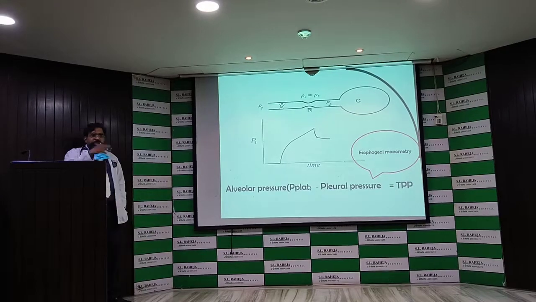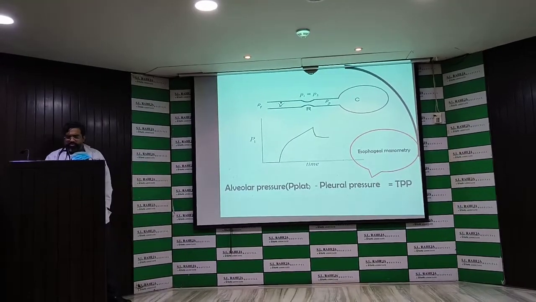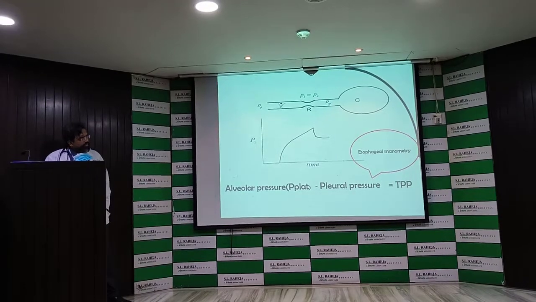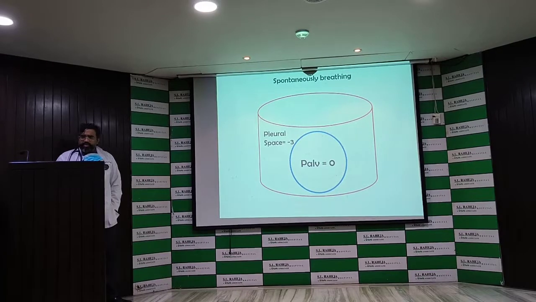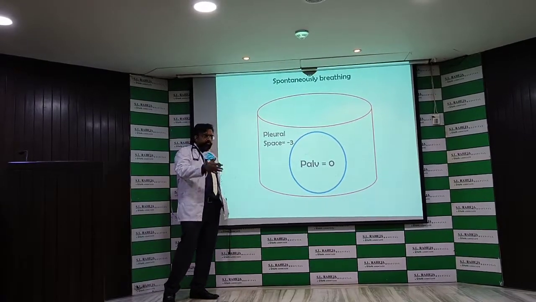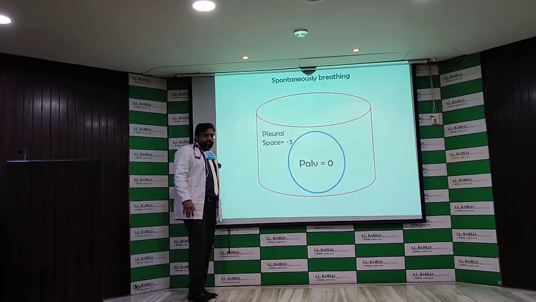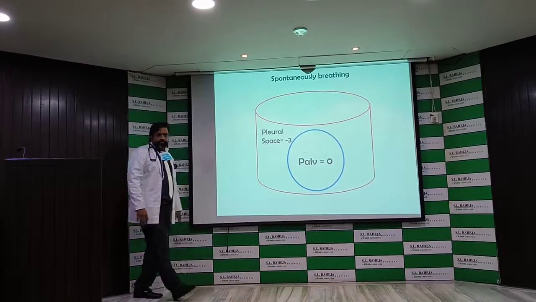So inside pressure minus outside pressure is transpulmonary pressure everywhere. Inside pressure minus outside pressure. So let's go to this, to understand this a little bit better. This is a spontaneously breathing patient. Your pleural pressure is negative. At this moment you are sitting, your pleural pressure is negative. It's minus 3.